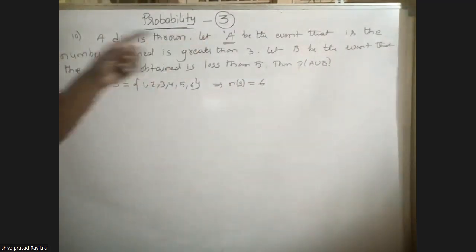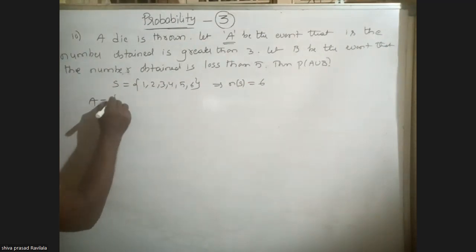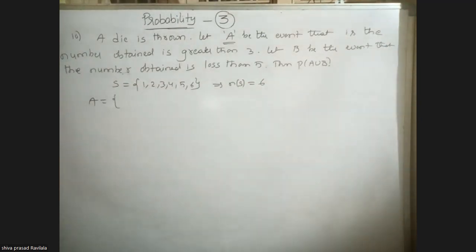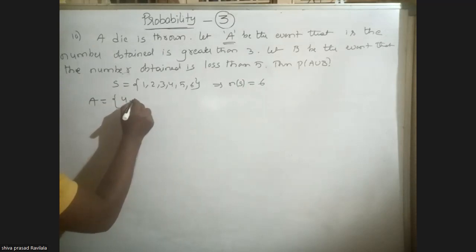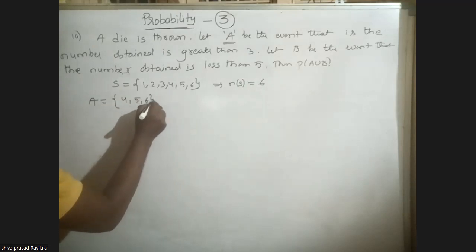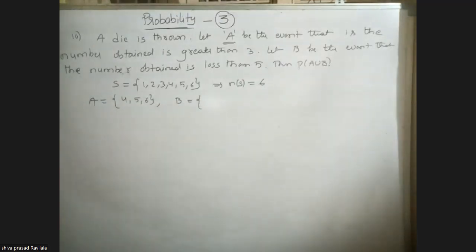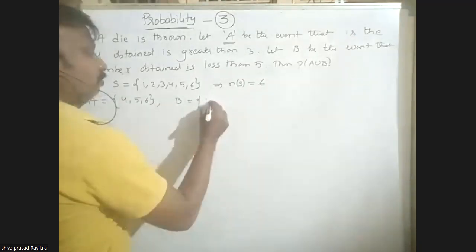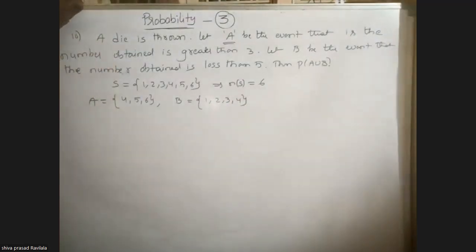Capital A be the event that the number obtained is greater than 3. How do you define that capital A? Greater than 3: 4, 5, 6. And second one, B be the event that the number obtained is less than 5. Less than 5 only: 1, 2, 3, 4.